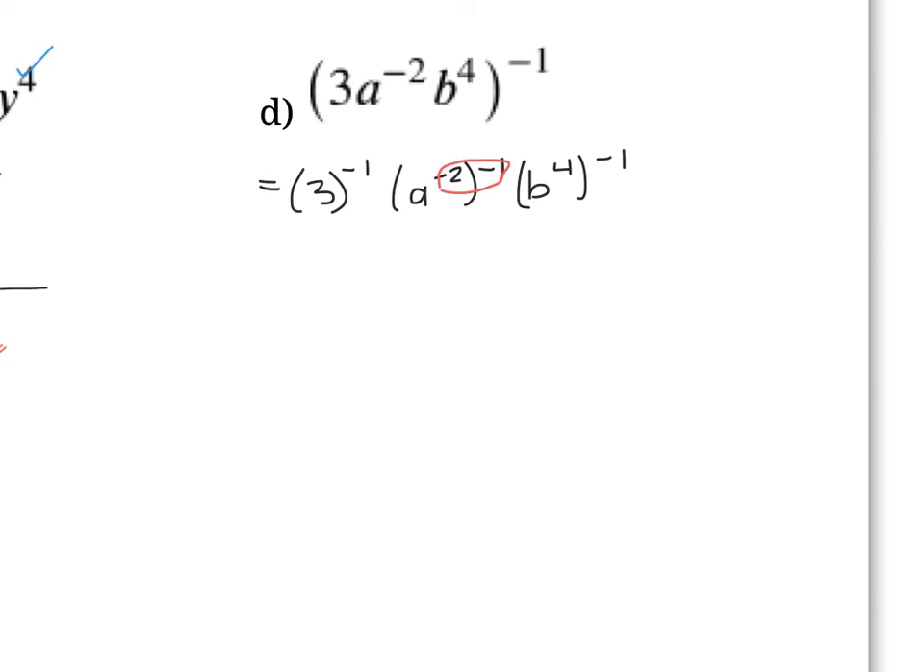We multiply them. So we have first 3 to the power of negative 1, and then I'm going to have a to the power of negative 2 times negative 1. That's going to be positive 2. And how about the next one? We also have another power to a power. We can multiply those. So it's going to be b to the power of negative 4. So there's nothing else for us to simplify.